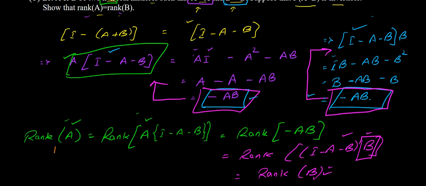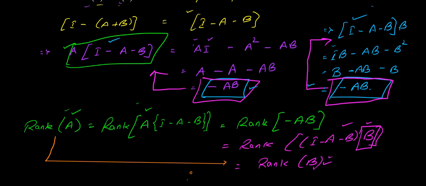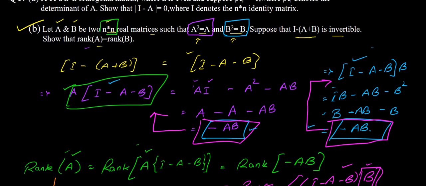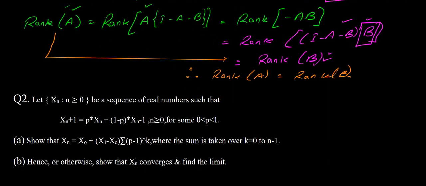So from here you can see rank of A is equal to rank of B. So this is the required equation. Therefore rank of A is equal to rank of B. So this is what we needed to prove in the question. As you can see here, we have rank of A is equal to rank of B, hence proved. So here is the end of our first question. We will continue with the other questions in our further videos.